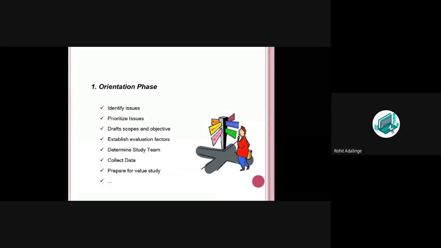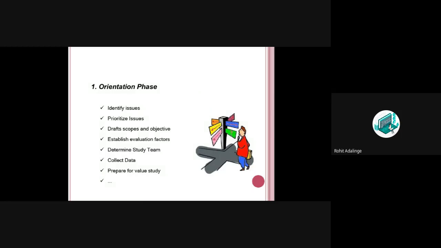Prioritize issues. Third one, draft scope and objectives. Next one, establish evaluation factors.